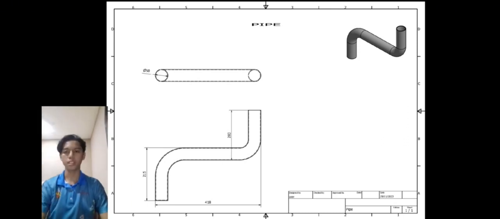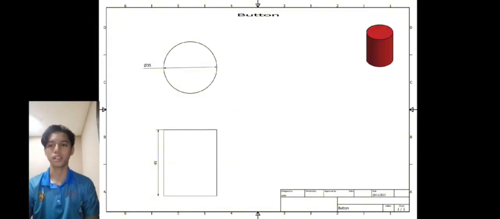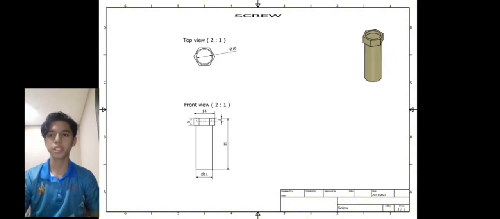Okay, the 11th part of our machine is pipe. The length of this pipe is 418 millimeters and it has a diameter of 50 millimeters. The next part is button. It has 45 millimeters height and the diameter is 35 millimeters. The next part is a screw which has 35 millimeters for the total height, while only the shaft is 30 millimeters.